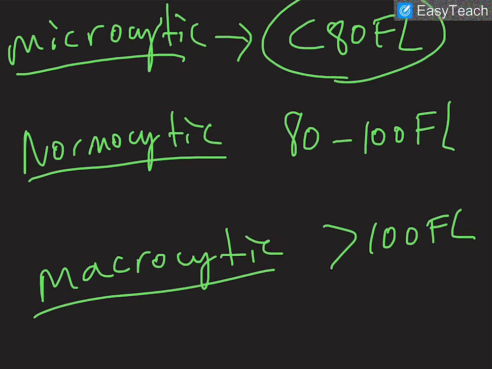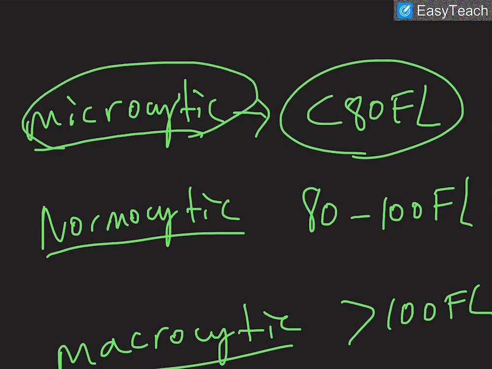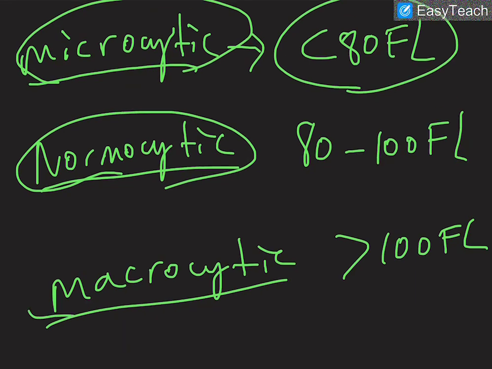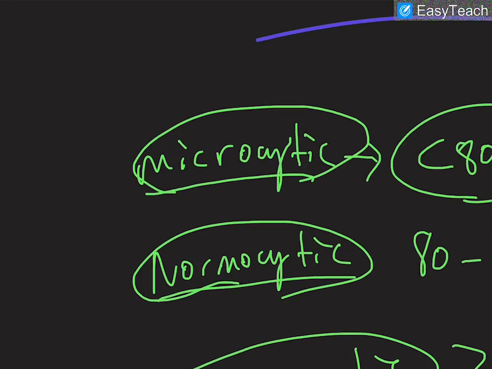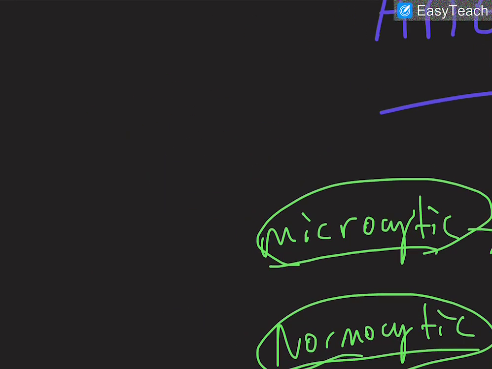And actually, these are the types of anemia. So we have microcytic anemia, normocytic anemia, and macrocytic anemia. We're going to start talking about microcytic anemia in this anemia series. Let's see what the types of microcytic anemias are.